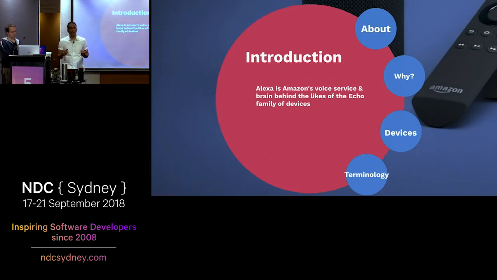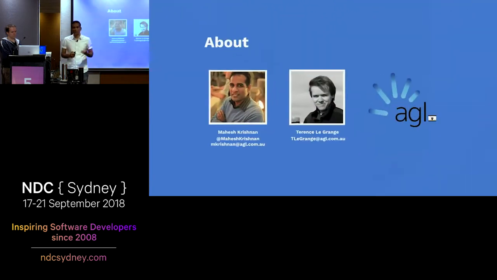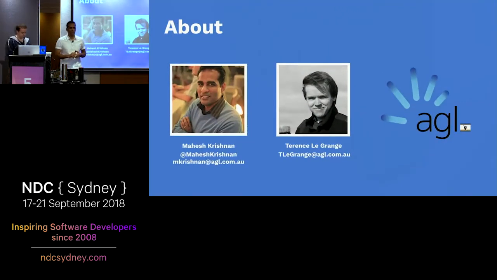That's what Alexa does. My name is Mahesh Krishnan. I work as a principal technologist at AGL. And I'm Terence the Grange. I'm a solution architect at AGL as well. Yeah, and of course, we both work at AGL. If you didn't know much about AGL, AGL is an energy company. It's one of the largest energy companies in Australia, and we not only produce electricity, but we also retail it as well.